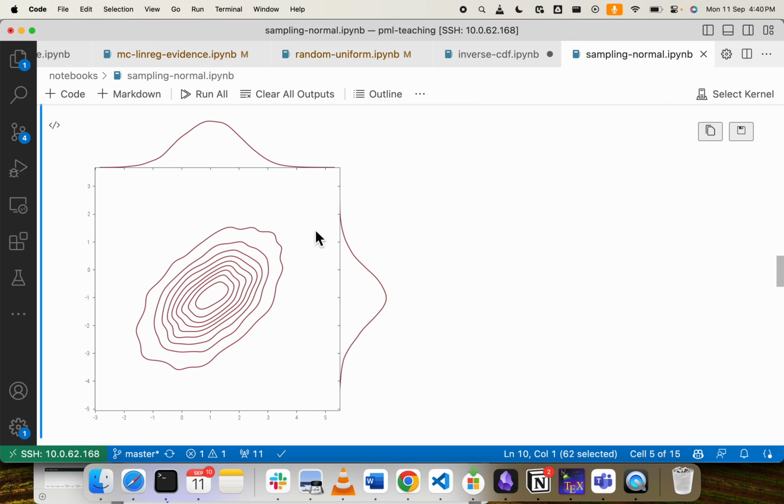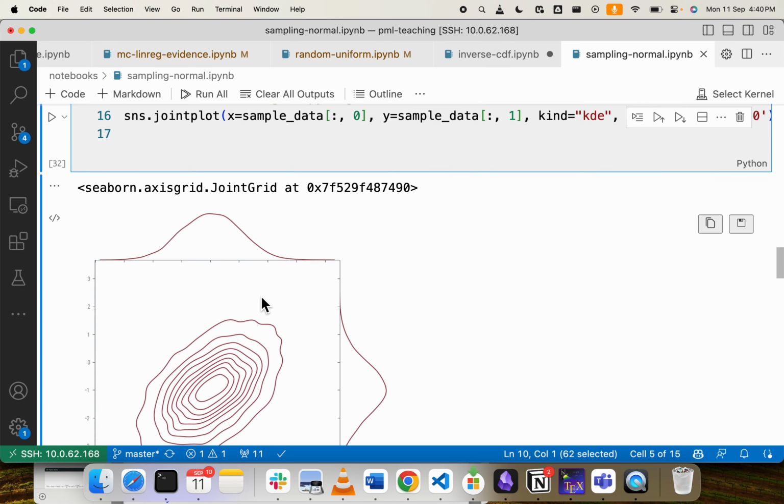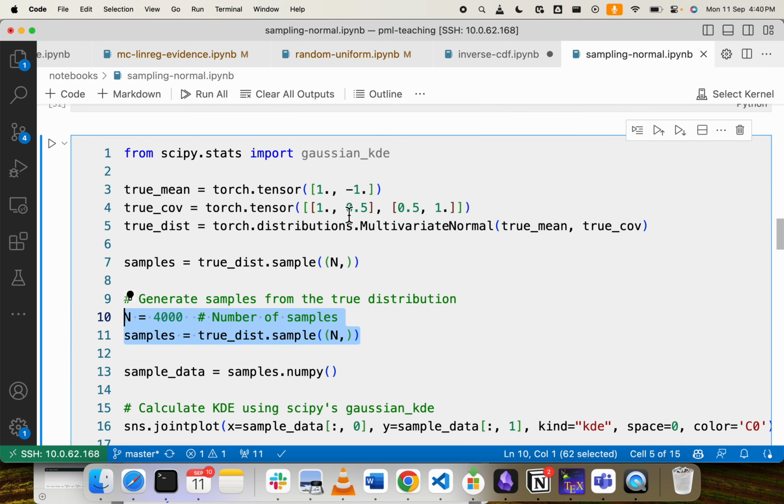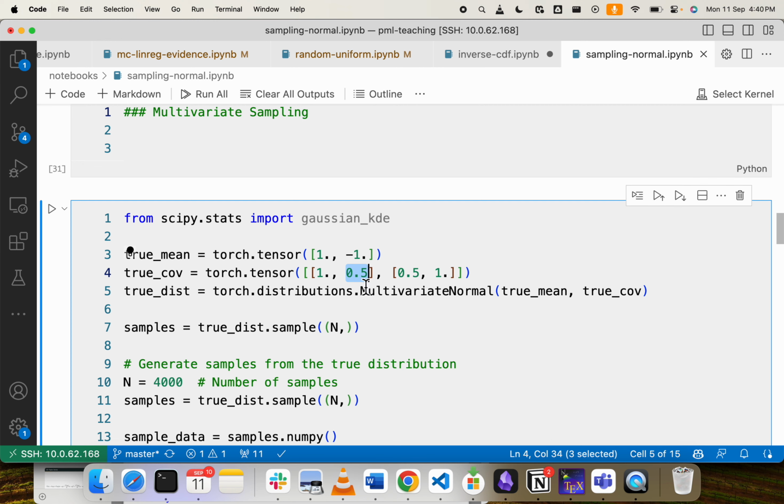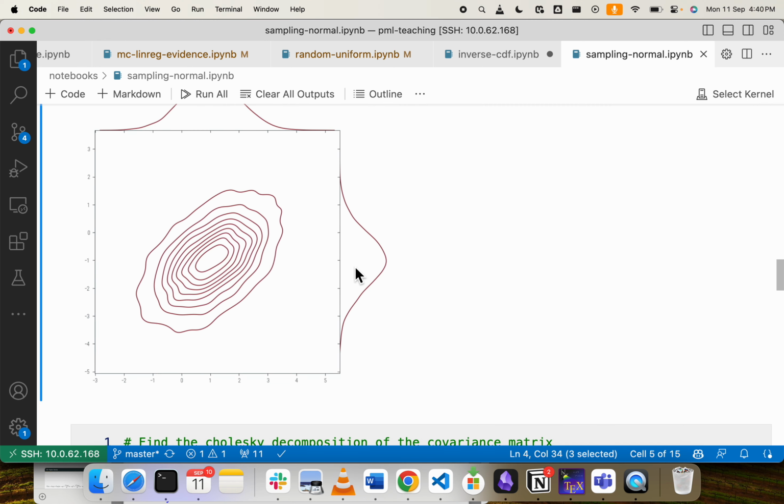So this is the KDE plot, and the density is as expected because of this covariance term 0.5. So x and y are positively correlated, and it seems that the mean is 1 and minus 1. And then you have these contour lines around that. This is the KDE plot for the samples generated from the true distribution.